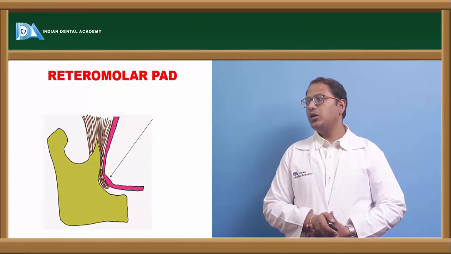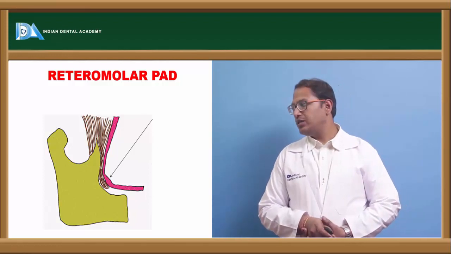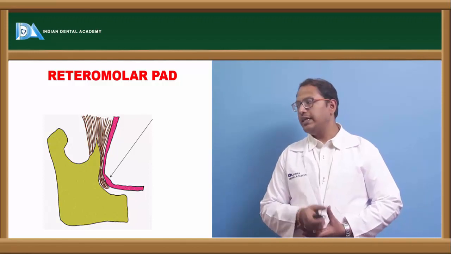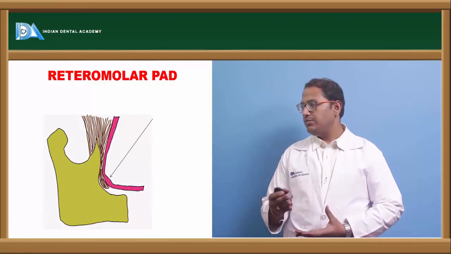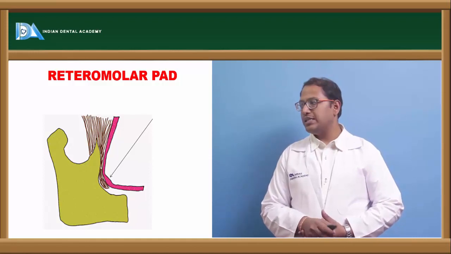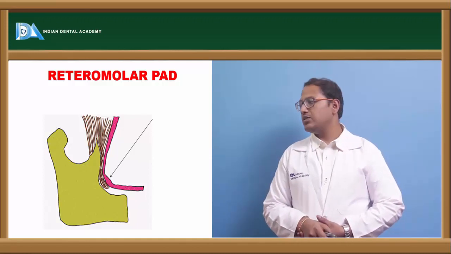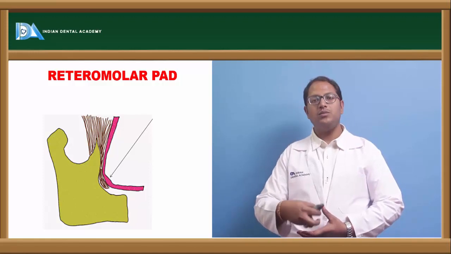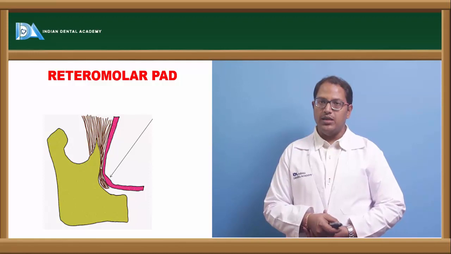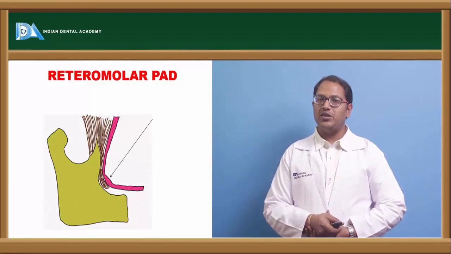Coming to the retromolar pad area, we have spoken about this before: posteriorly it is related to the tendon of temporalis, medially to the tongue, laterally to the buccinator. Medially there is also the superior constrictor, and the constant pull of all these muscles is not allowing the bone beneath to resorb, because all the pressure is being taken up by the constant pull of the muscles.